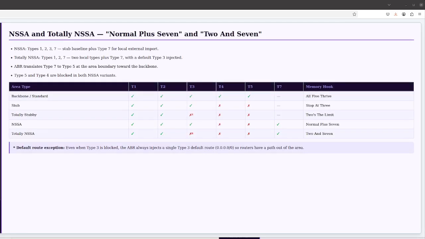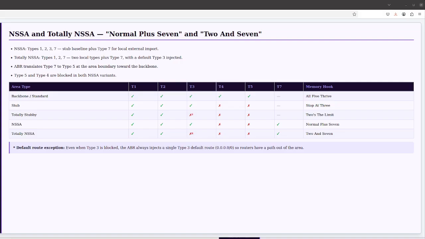NSSA and Totally NSSA: "normal plus 7" and "2 and 7." The NSSA, or not so stubby area, was created to solve a specific problem. What happens when a stub area needs its own ASBR? A pure stub area would block the external LSAs that ASBR needs to advertise. NSSA resolves this by allowing external routes to enter through a special Type 7 LSA instead of a Type 5.